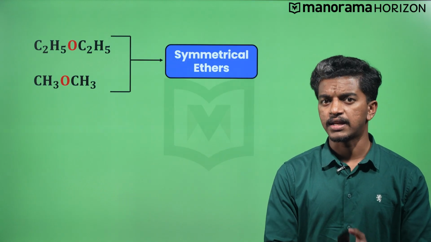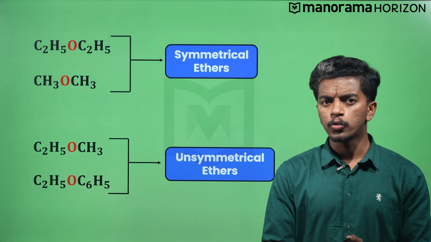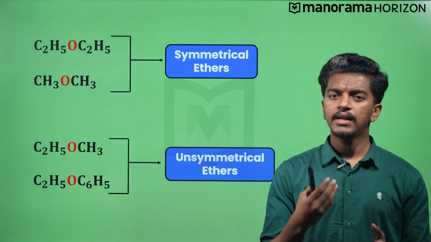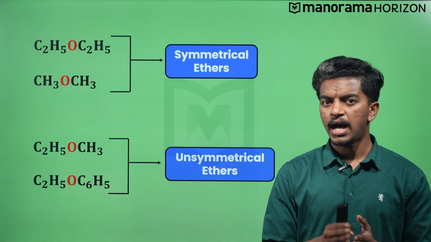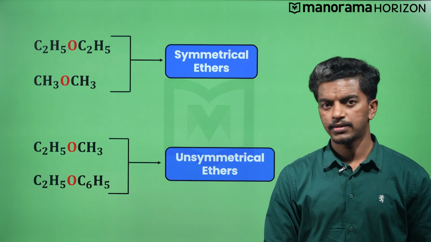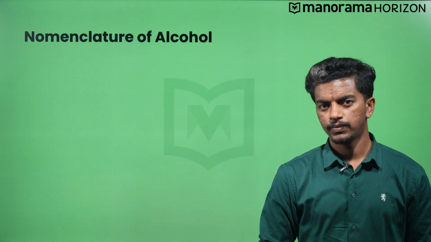In case of ether, they are classified as simple or symmetrical ethers if the alkyl or aryl groups attached to the oxygen atoms are the same, and it is mixed or unsymmetrical if the two groups are different. Diethyl ether and dimethyl ether are symmetrical ether, whereas the other two are unsymmetrical ethers. Let's now discuss the nomenclature of alcohol.